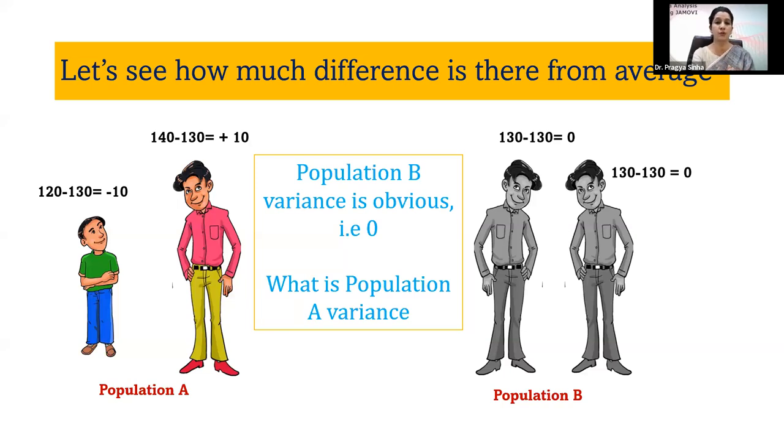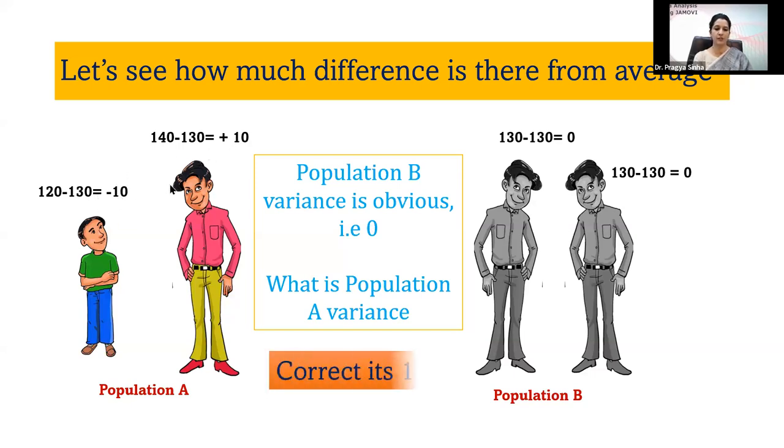Variance is the sum of squares divided by the sample size minus one. Sum of squares, remember. In this case, the mean value was 130. The difference from the mean in the case of this person is 10, and in the case of this person in the green t-shirt, it is minus 10. I should have written the names, but I'm just calling them out with the color of the shirt. Towards the right side, the difference from the mean is zero, because the mean is 130 and the individual value is also 130. To calculate the variance, it will be the sum of squares: minus 10 squared plus 10 squared.